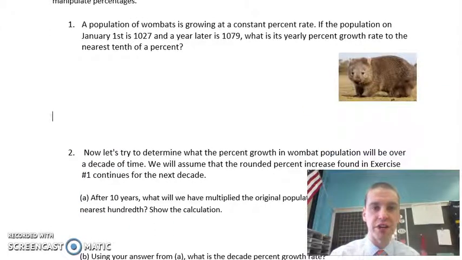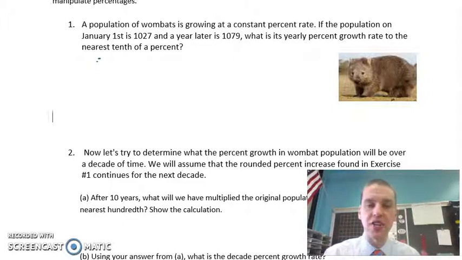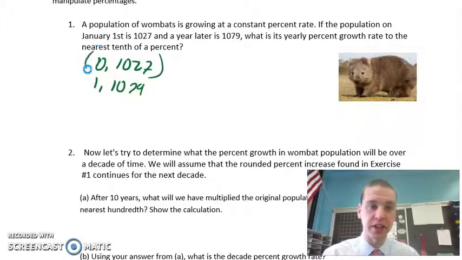So let's look at the very first question. A population of wombats. If you don't know what a wombat is, I put a picture there for you. It's growing at a constant percent rate. The population on January 1st is 1,027, and a year later is 1,079. What is the yearly percent growth rate? Well, if we know it's growing at a certain percent, we're going to be looking at a geometric series here. So we can look at it as year 0 is 1,027, and year 1 is then 1,079 if you want to look at it this way.